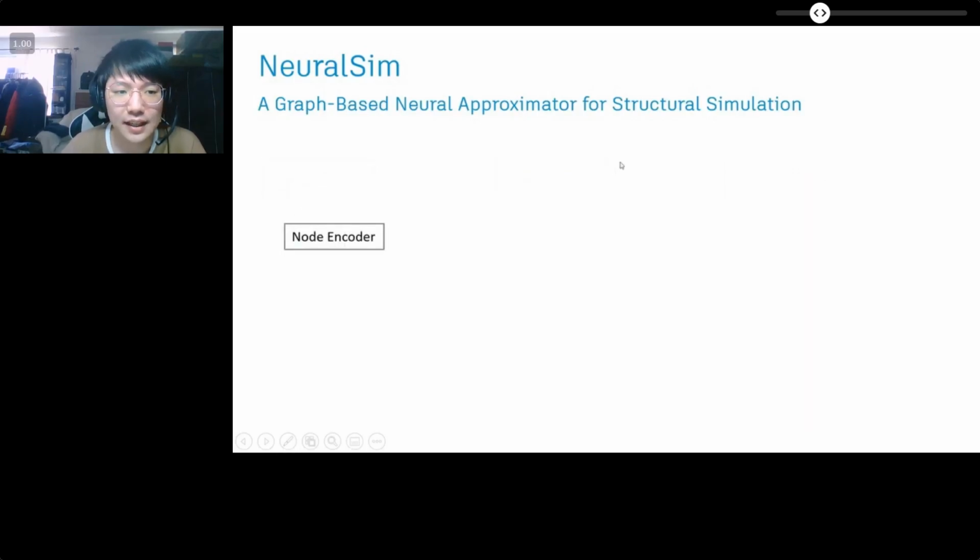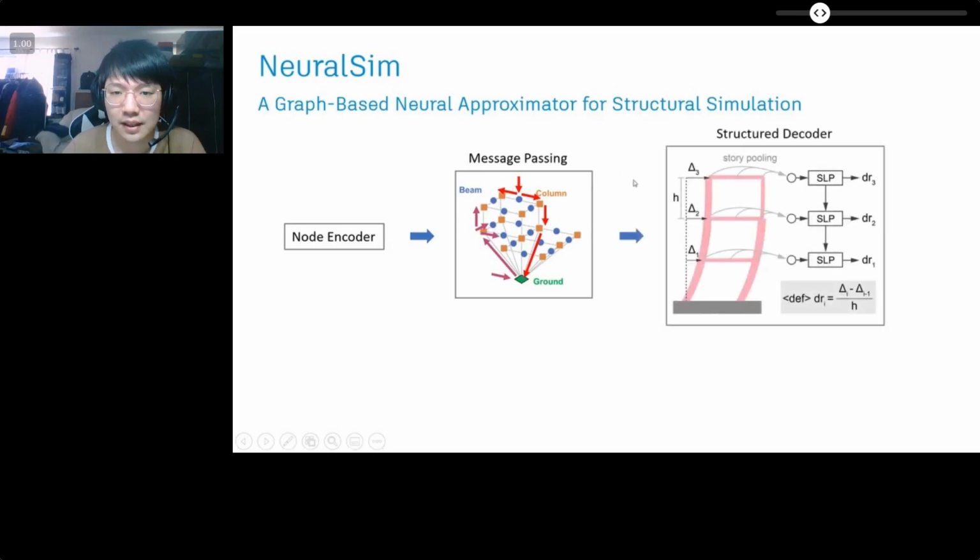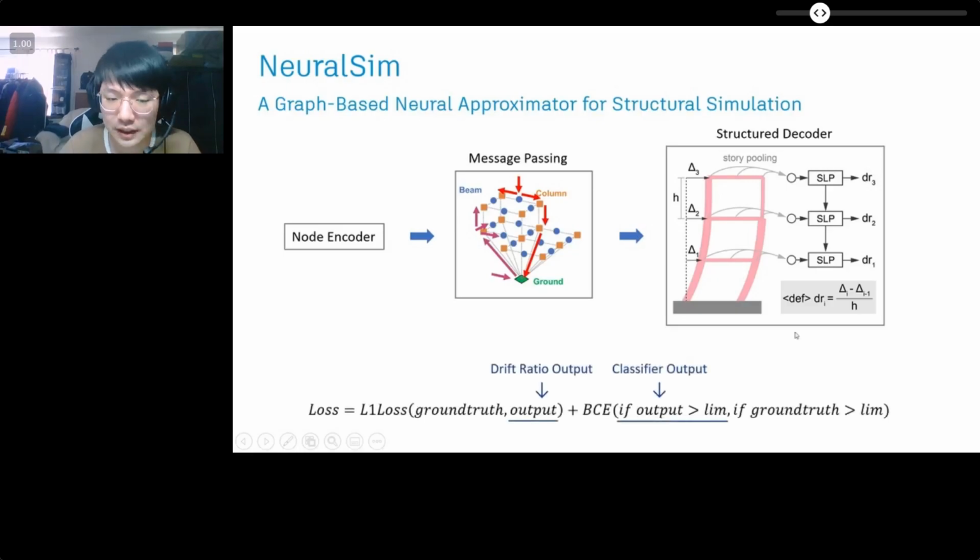NeuroSim starts with a node encoder, and then it goes through this message passing mechanism. And in the end, instead of using one MLP decoder, we design a structure decoder, which mimics the algorithmic structure of the drift ratio definition. And this structure decoder gives us two outputs.